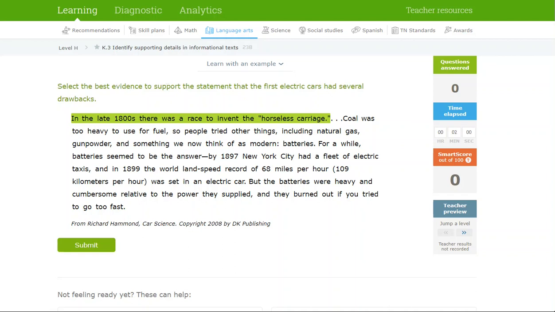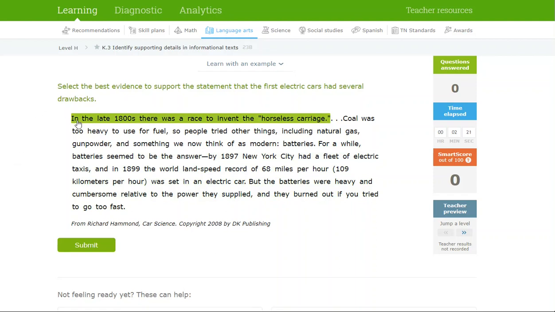So let's use this example. It says, select the best evidence to support the statement that the first electric cars had several drawbacks. So the statement that we need to support is that the first electric cars had several drawbacks. We're looking for something in the passage that would indicate that that's true. So let's read the text.